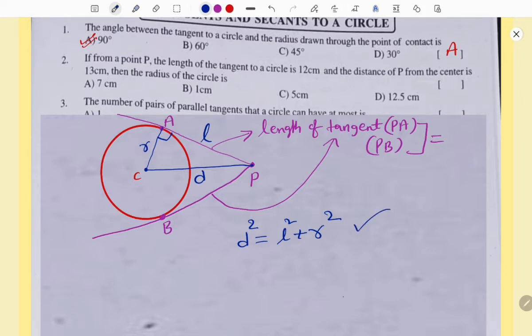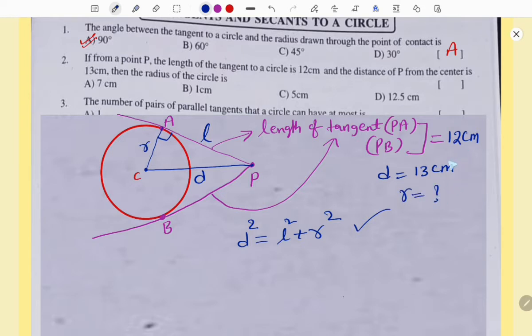Sure? Okay. Now see the question, Nana. From the point P, the length of the tangent to a circle is 12 centimeters. It is given that the length of the tangent is 12 centimeters, and the distance of P from the center is 13 centimeters. The distance is also given. Then the radius of the circle, so what is R?